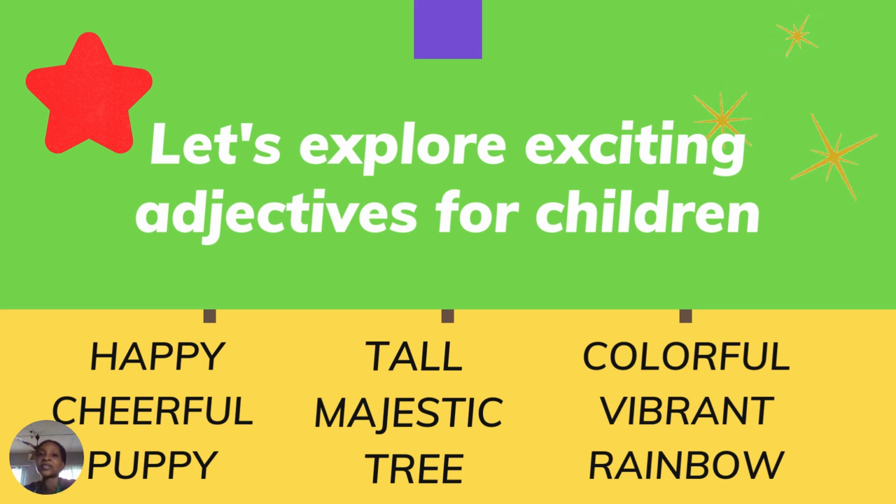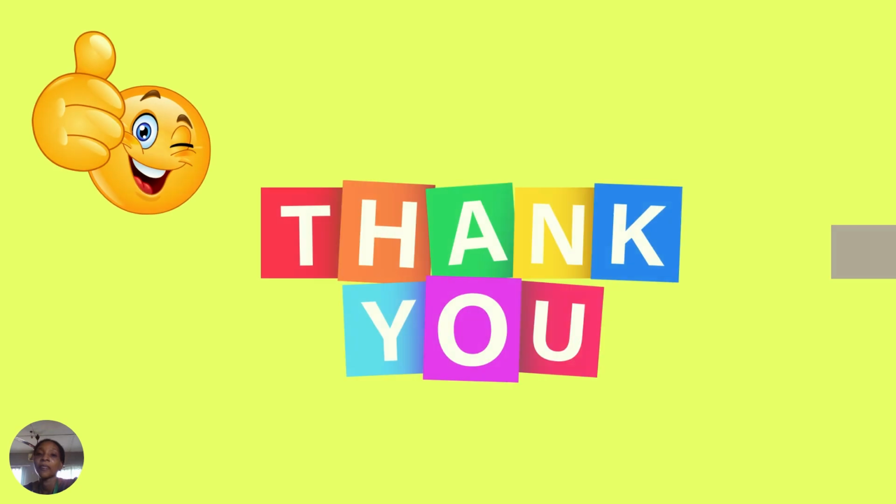Let me give you another example. Colorful, vibrant rainbow. Now, we all know what a rainbow is. To describe the rainbow, they say the rainbow is colorful and it is vibrant. So the adjectives in this are colorful and also vibrant. So colorful and vibrant are the adjectives that describe the rainbow. I hope with this you are getting an understanding of what adjectives mean. They just help us to describe a person or thing or to explain more about them.